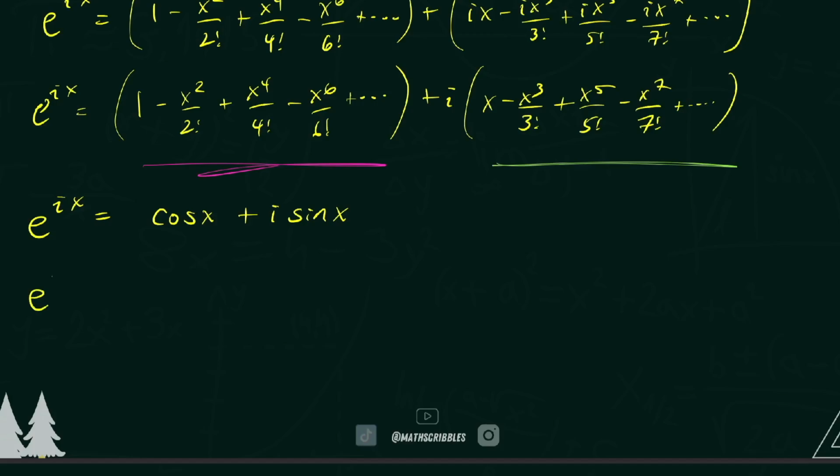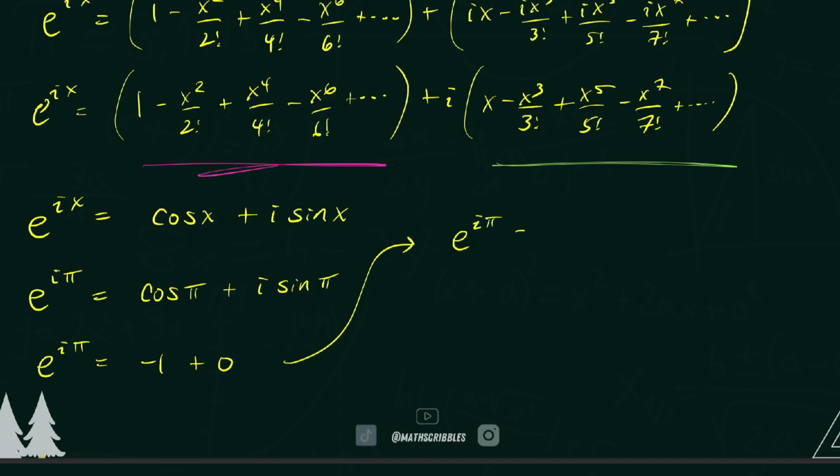But now let's insert a pi in for our x. So we have cosine of pi plus i sine of pi. And we can evaluate e to the i pi is equal to cosine of pi, which is -1, plus 0 because sine of pi is 0. And that's going to give us e to the i pi is equal to -1. And we could bring that -1 to the other side. So we have e to the i pi plus 1 is equal to 0. And this right here is the Euler formula.